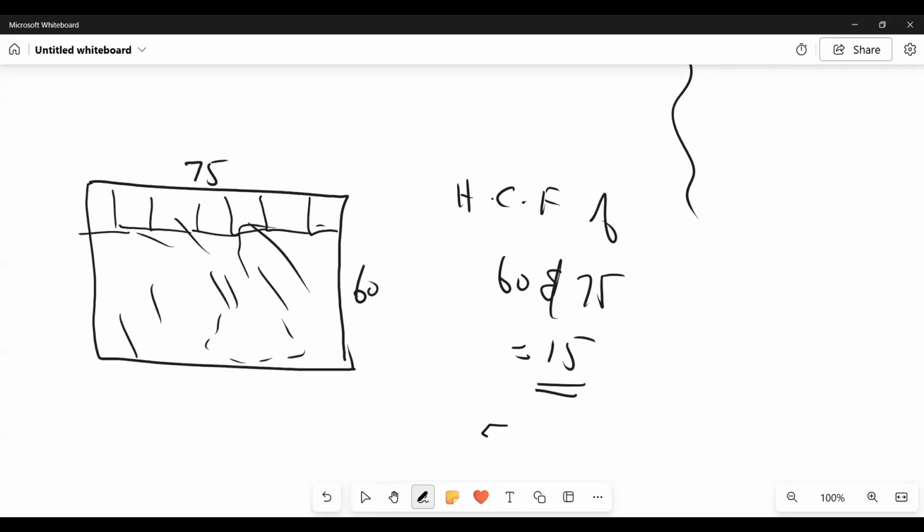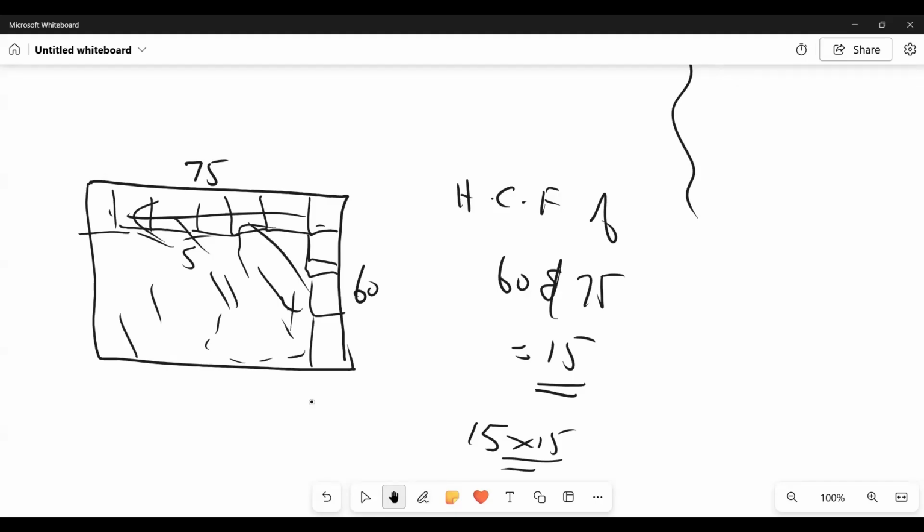So a 15 by 15 square tile, you can draw it and see, right? You will have 4 15s there, and how many 15s this way? 75 divided by 15 is how much? 5, yes. You'll have 5 across, and 4 this way, right? And in that way, you don't have to do any cutting.